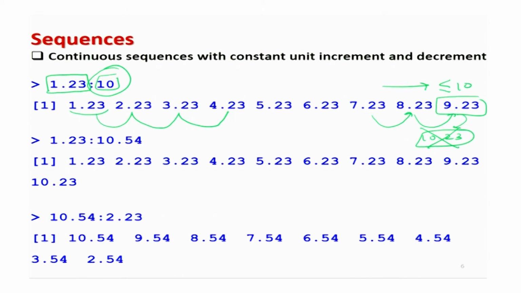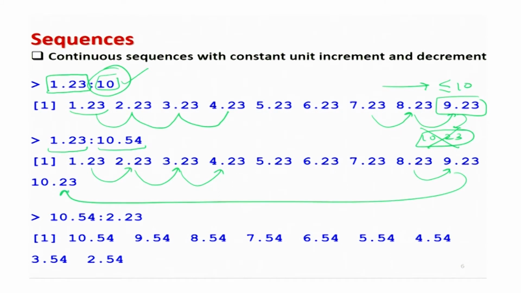Now similarly, I have taken an example where the second number is an integer. If I want to take any other number, for example, if I want to create a sequence starting at 1.23 and ending at 10.54, the logic is going to be the same as I explained, right. So you can see the sequence will start with a constant unit increment, 1.23, 2.23, 3.23, 4.23 up to 8.23, 9.23, and from 9.23 it will come to 10.23, and after that the value will be 11.23.